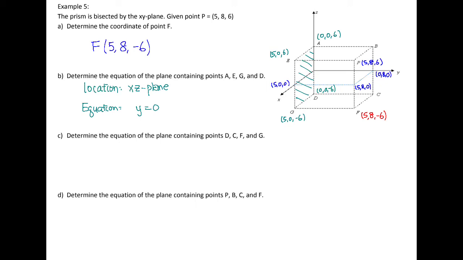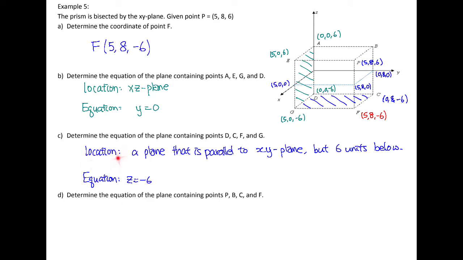Part C, we want to determine an equation of the plane containing the points D, C, F, G. So D, C, F, G will be the plane that is in blue here. So first thing is, we want to find the coordinate for C. So we know C is directly below the y-intercept by 6 units. So we know the point will be 0, 8, and negative 6. And if you look at all those 4 points here, that means x and y can be anything, but your z value must be negative 6 for all 4 of them. So therefore, we say the equation of the plane is z equals negative 6.